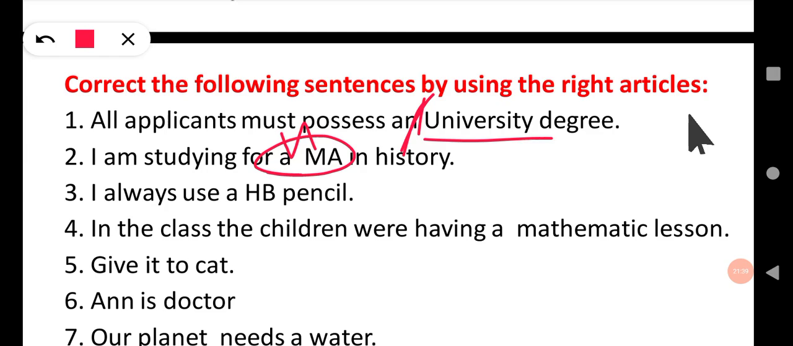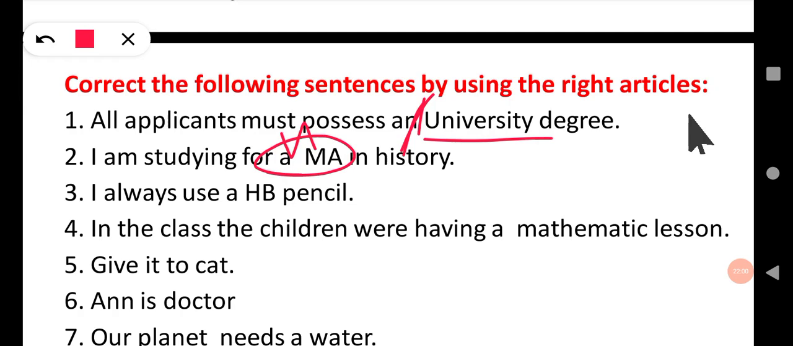Okay, next one. I always use a HB pencil. Do you need to change anything here? HB, he, that is the aitch sound. Aitch comes under consonant sound, so you can use a as it is. You need not change anything. I always use a HB pencil.